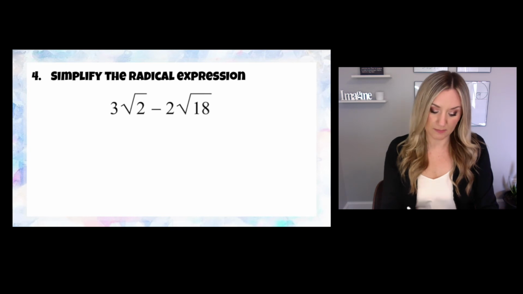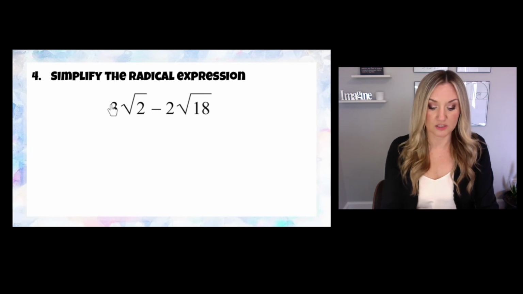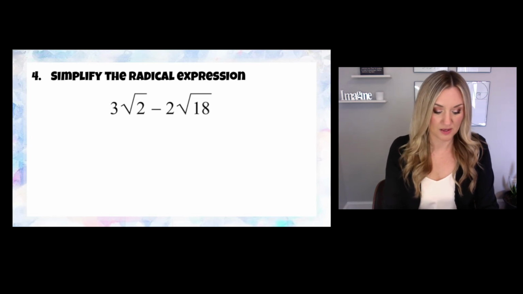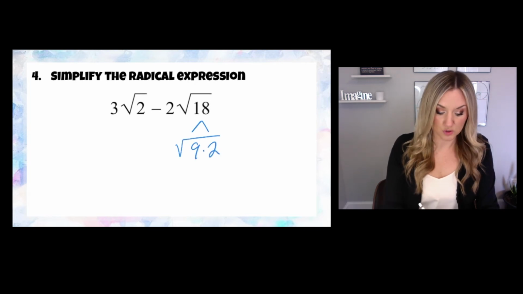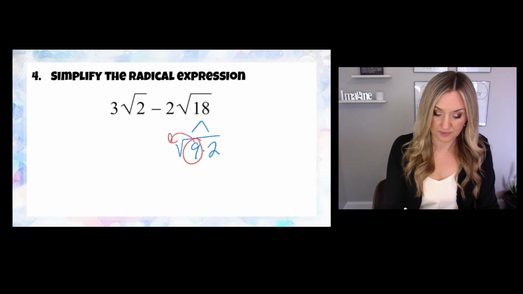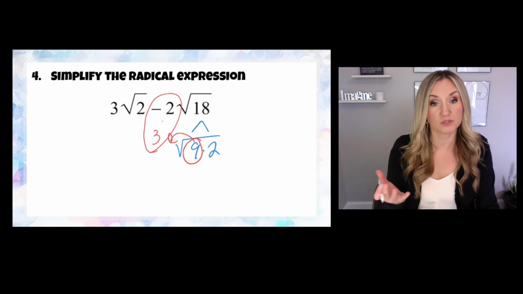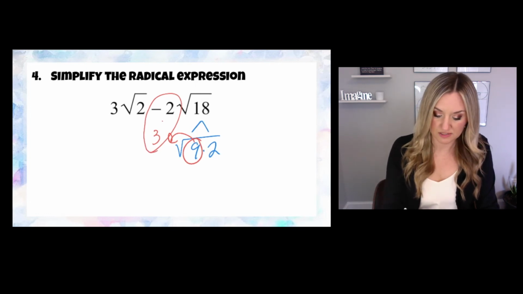I'm going to take a look at both of these radicals, and I notice this one is the square root of 2, and I cannot simplify the square root of 2 anymore, but I can simplify 18. So I'm going to break 18 down to 9 times 2. And the square root of 9 is 3, and 3 is going to multiply this negative 2, or subtract 2, same thing. So 3 times a negative 2 is a negative 6 root 2.